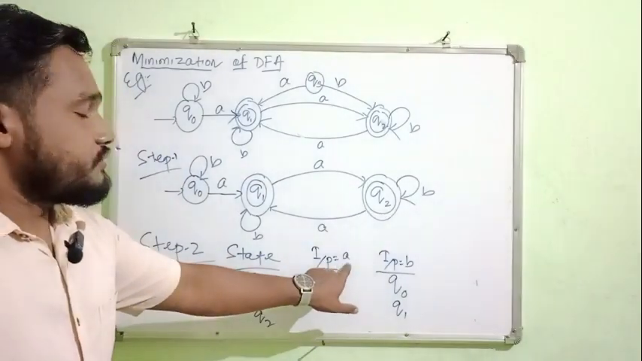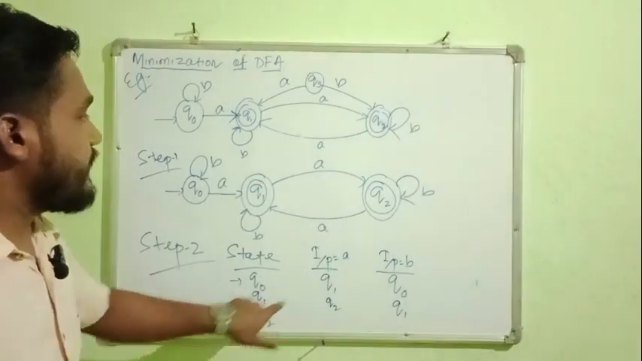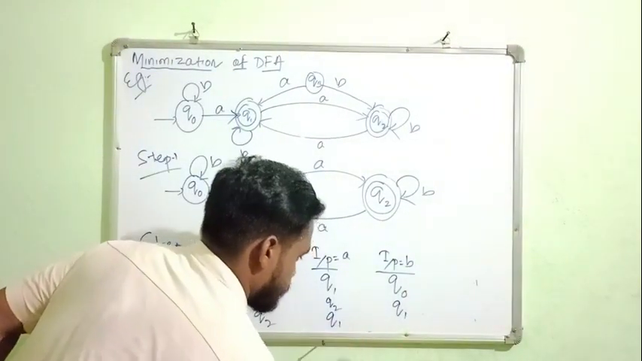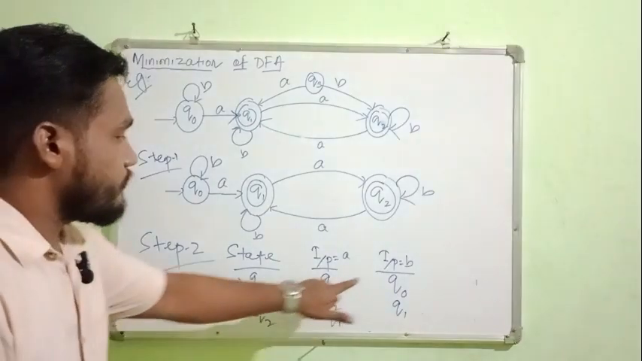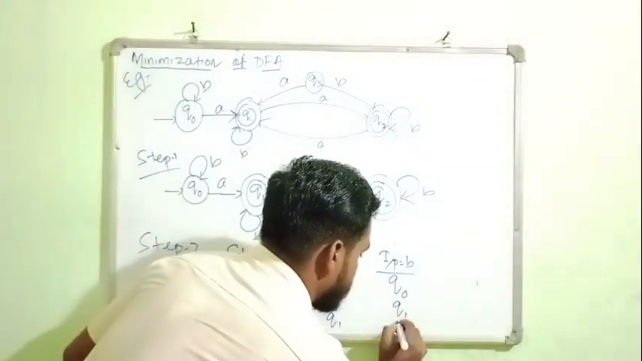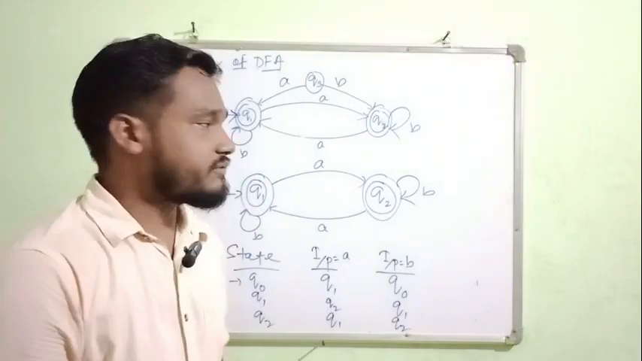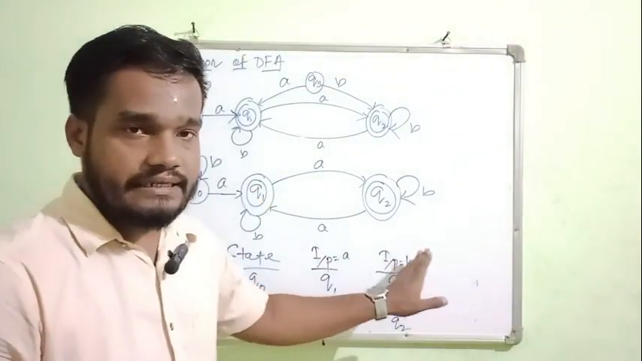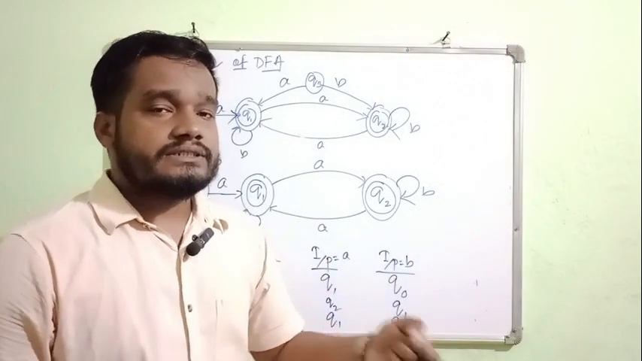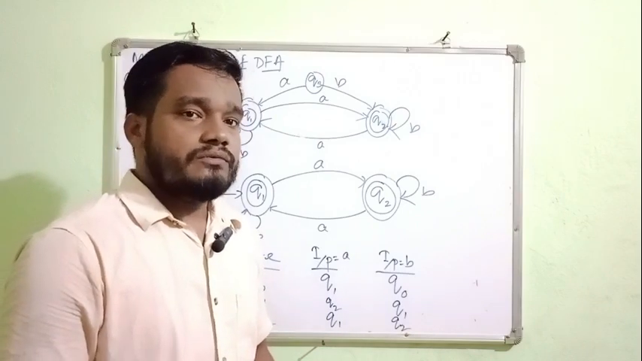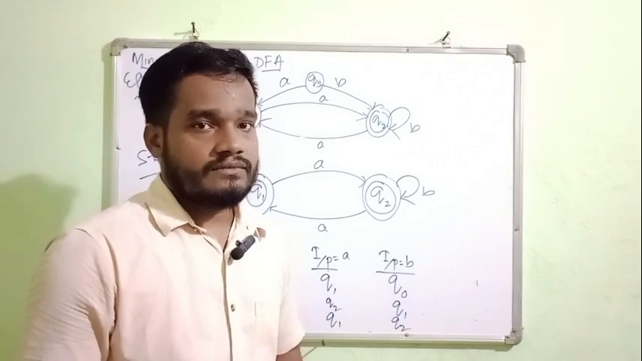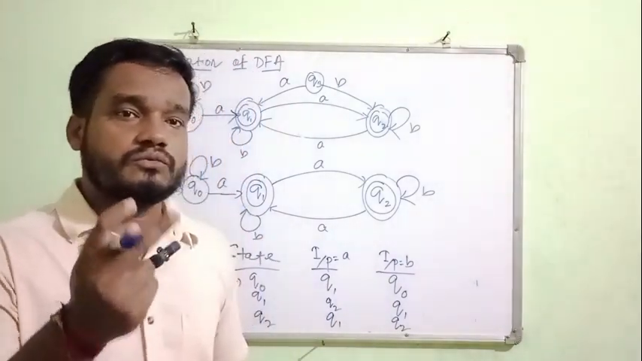If we use A in Q2, it arrives at Q1. If we use B in Q2, it arrives at Q2 itself. So we have completed step 1, eliminating the inaccessible state, and in step 2 we drew the transition table. Next, step 3: we partition the states, dividing them into two groups.